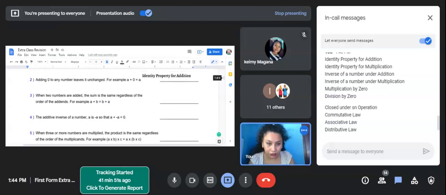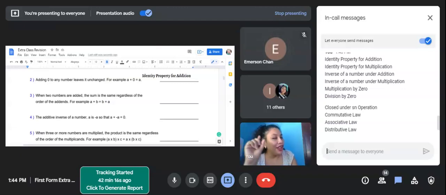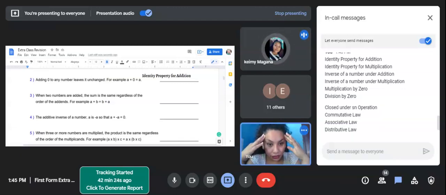Okay, number 3. When two numbers are added, the sum is the same regardless of the order of the addends. For example, if I have a plus b, that is the same thing as b plus a. What law or property is that? Inverse of a number under addition. It's not inverse. Remember, inverse is one positive and one negative. Yes, the commutative law of addition.